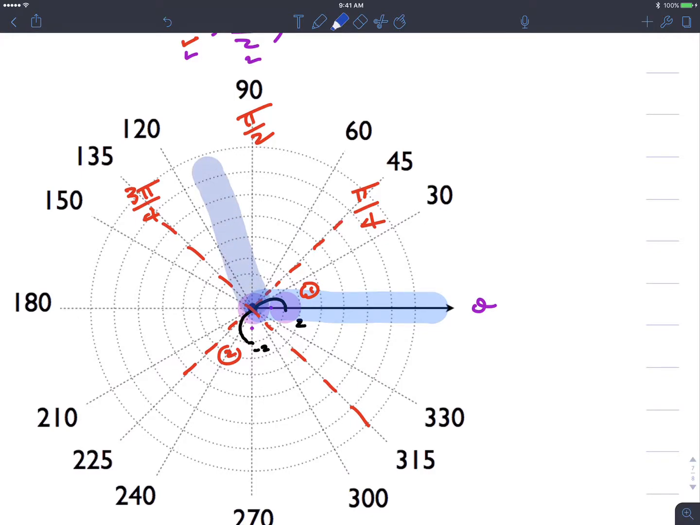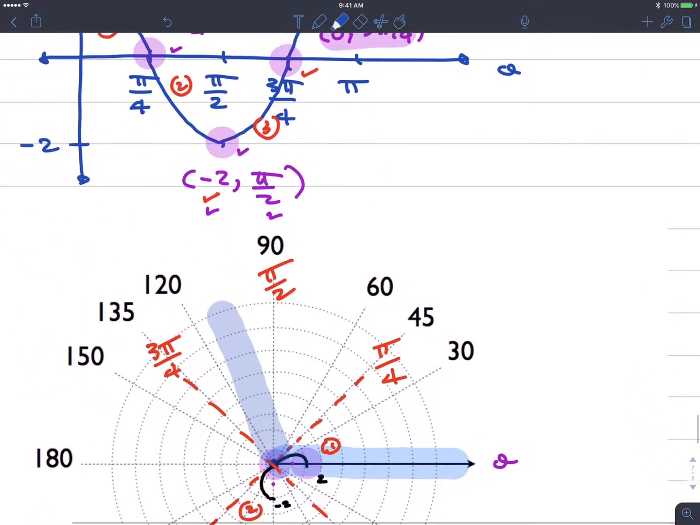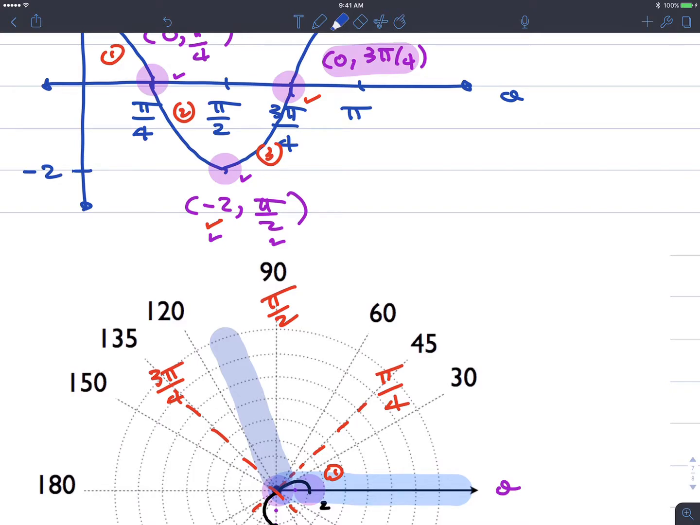Pi over 2, I guess that's a different blue. We're looking at pi over 2 to what? To 3 pi over 4. We're looking down here, right? So going to 3 pi over 4 here, going from this point to this point, my radius goes from -2 down to 0.